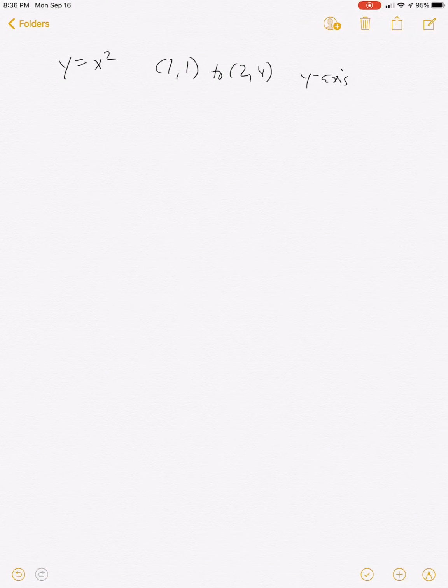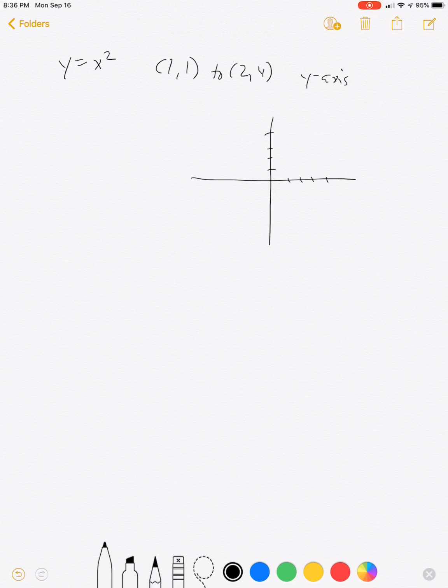So if we sketch this, we've got the arc of the parabola from (1, 1) to (2, 4). So 1, 2, 3, 4. From (1, 1), it looks like that's going to be about right there, to (2, 4), which looks like that's going to be right there. We know it's a parabolic shape, so it's going to look something like that.